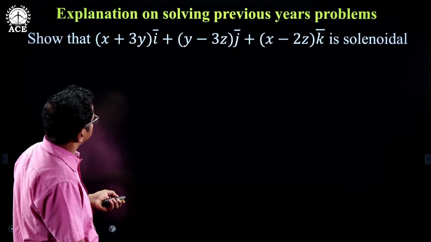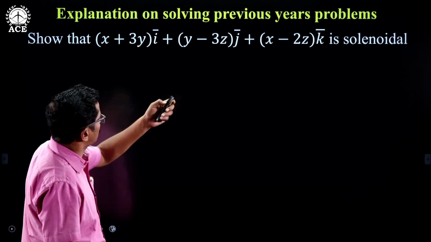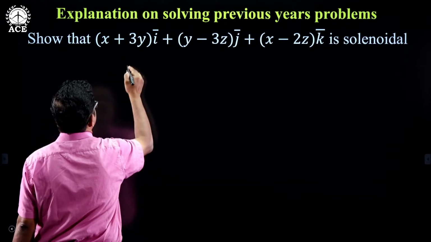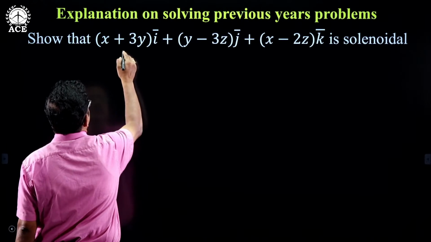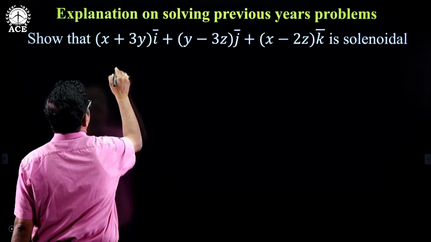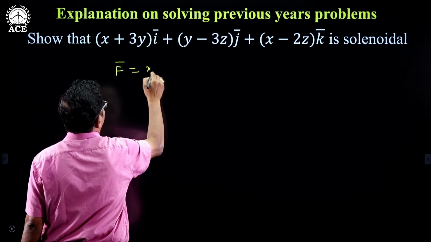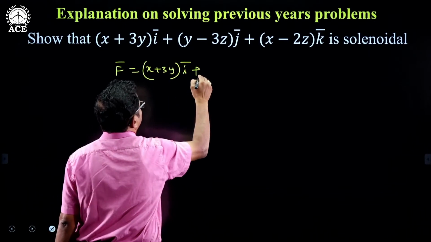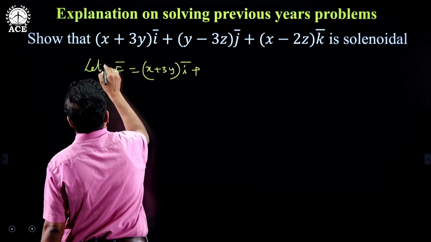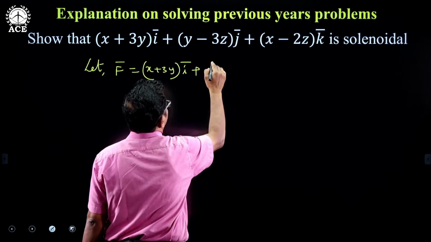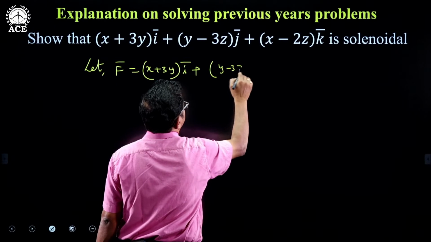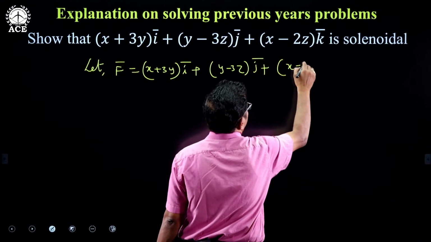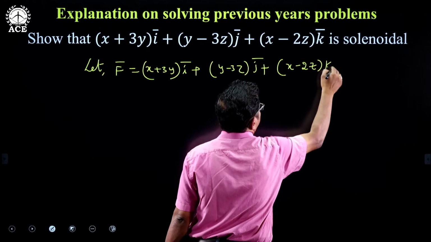Next, show that this is solenoidal. Means here, if I take this as f bar, so here f bar equals to x plus 3y into i bar plus y minus 3z into j bar plus x minus 2z into k bar.